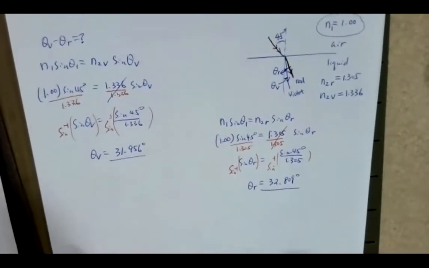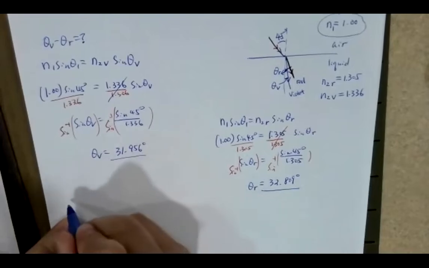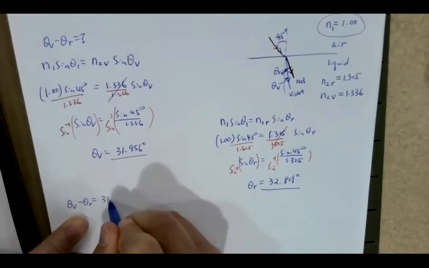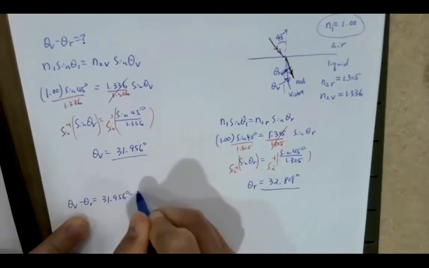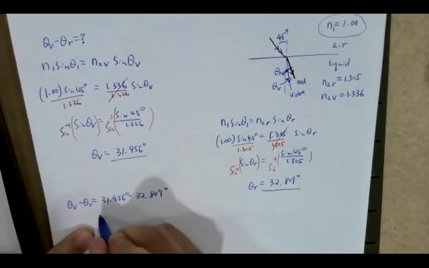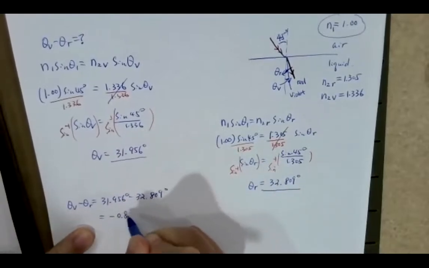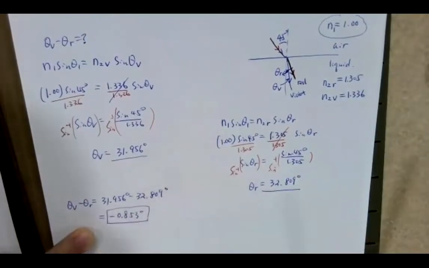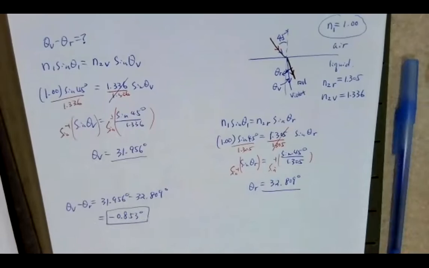All right, then you can calculate the difference of the two. So theta V minus theta R is 31.956 minus 32.809. That gives you minus 0.853 degrees. Okay, less than 1 degree of difference.